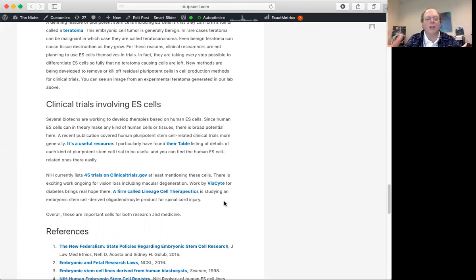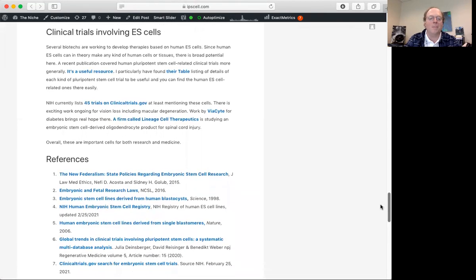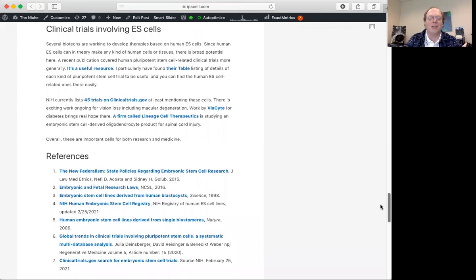So the overall conclusion here is that these cells are really important both for research and medicine. They're legal to use. I think they're ethical to use. The recent polling I saw in the US showed that about two-thirds of Americans view human embryonic stem cell research as ethically okay to do, which is a change from past years. There's still some debate in different quarters about that, but I think it's reassuring to see that the vast majority of Americans now are supportive of that work.